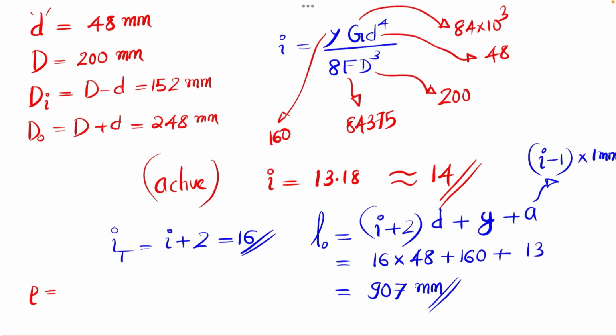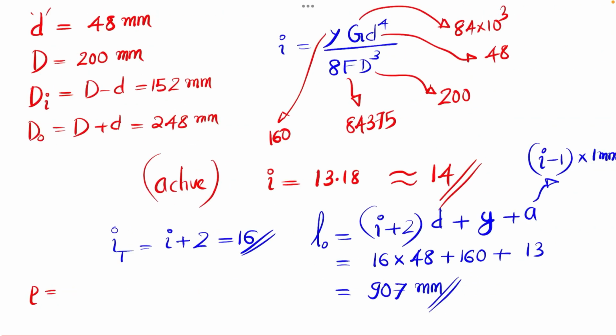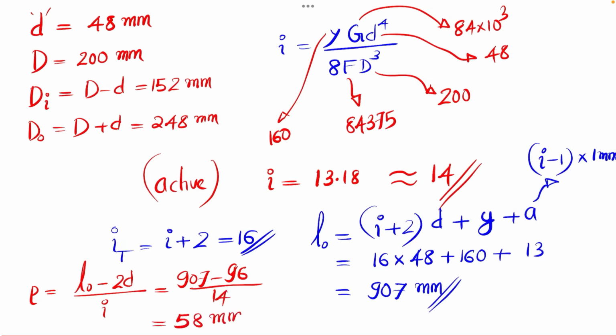And next, from the same table, I can find the value of pitch, that is the distance between corresponding points for the helical spring, and the expression for finding the pitch is L0 minus 2d divided by i. So L0 we have 907 minus 2 times d, that is around 96, divided by i is 14. So if you solve, you will get a value of around pitch equal to 58 mm.